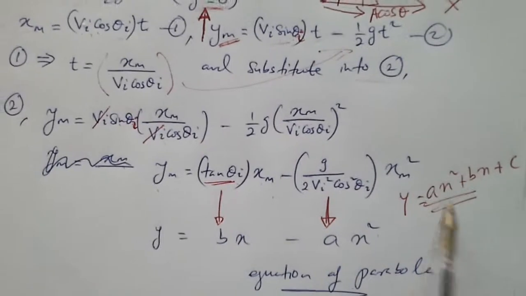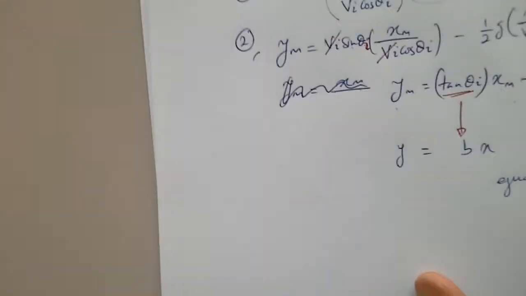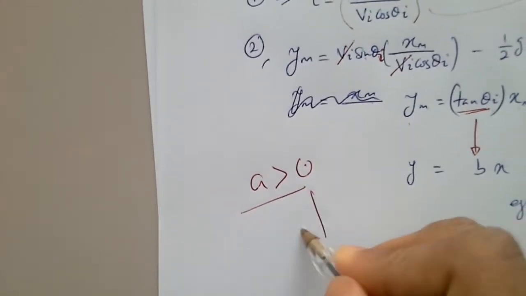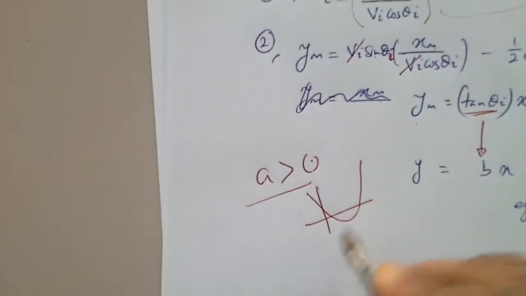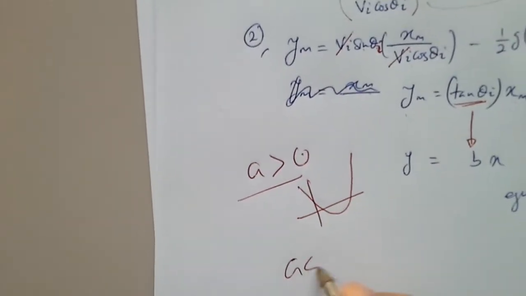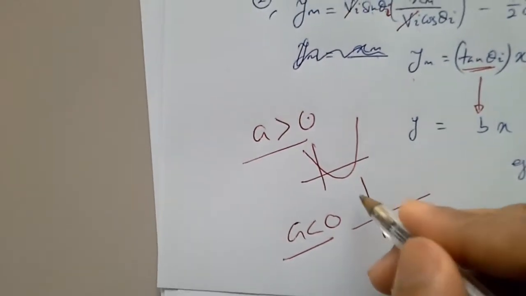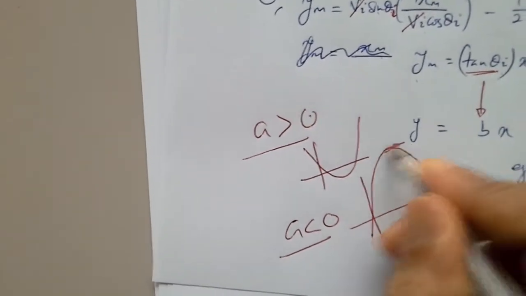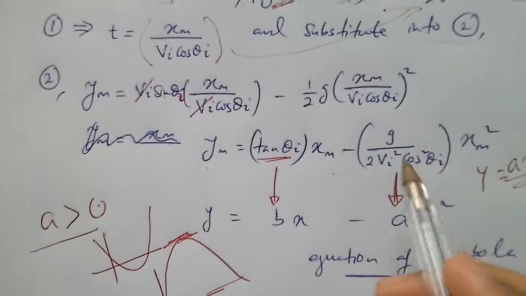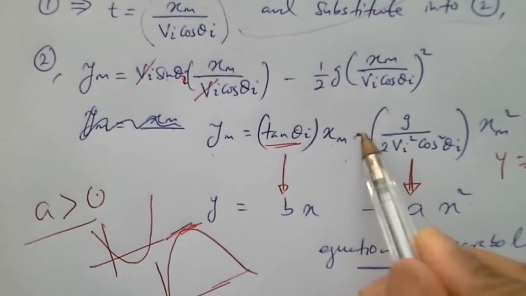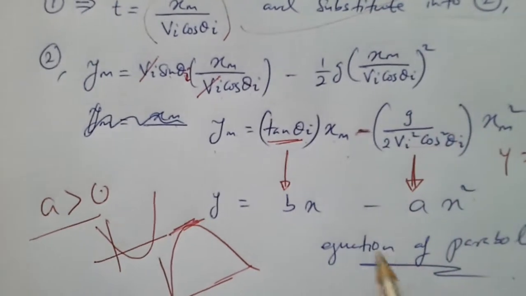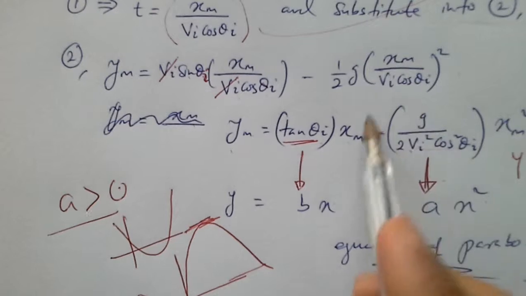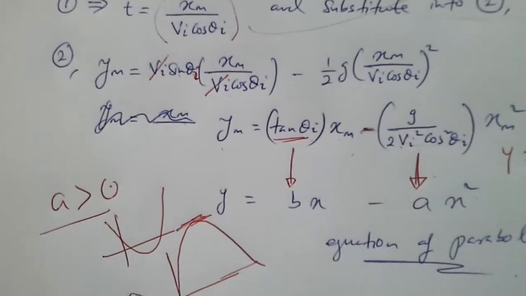From the equation you see, if a is greater than 0, you will get a parabola like this. But if a is less than 0, you will get it upside down, something like this. In our problem we are getting a minus sign here, so it is clear our parabola is upside down, because this quantity is a negative quantity.